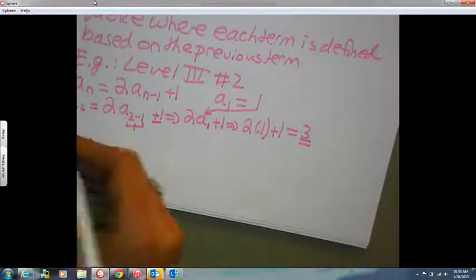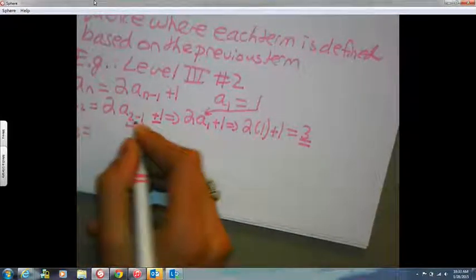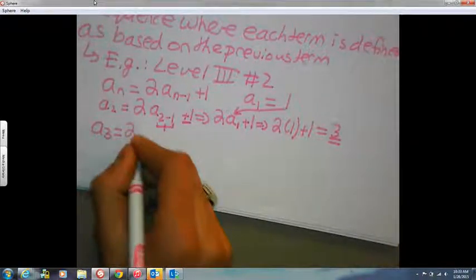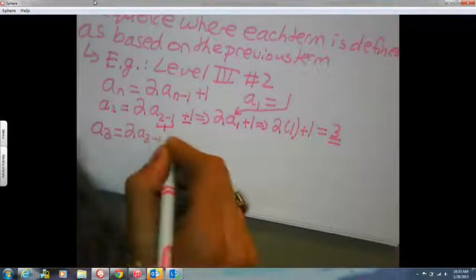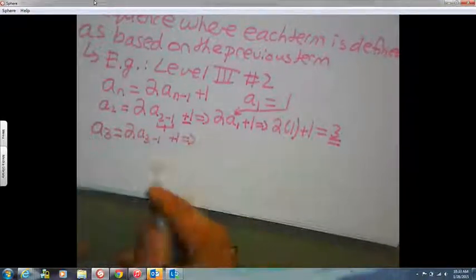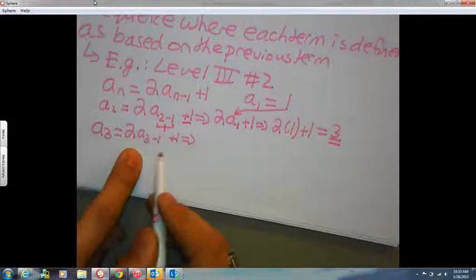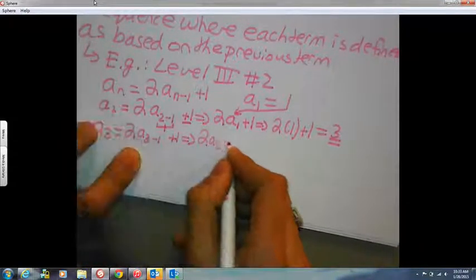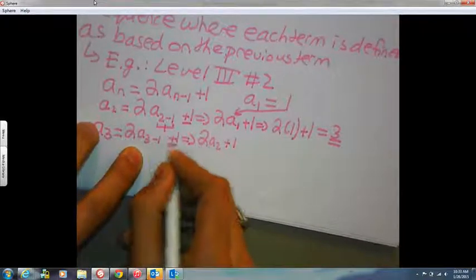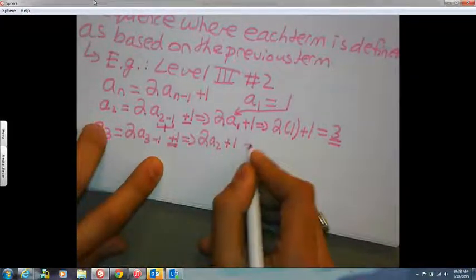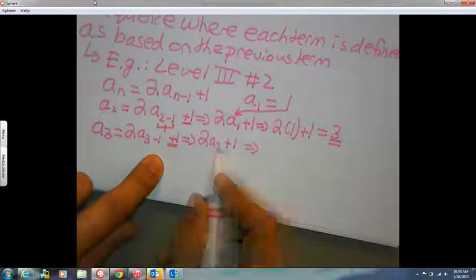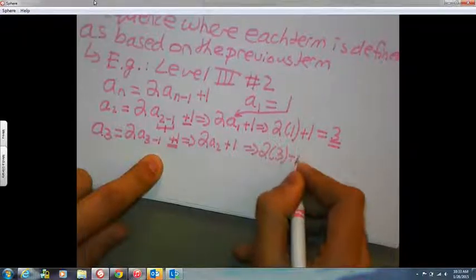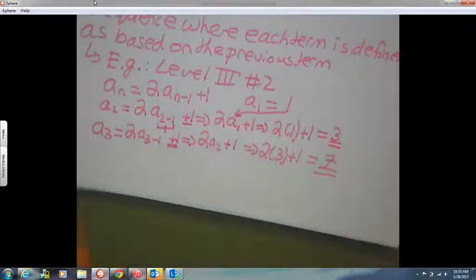So for a3, I'm just going to plug in 3 for n. So it'll be 2 times a(3 minus 1) plus 1. 3 minus 1 downstairs in the subscript becomes a2. Plus 1 is still hanging around outside. a2 is 3. We already got that. So 2 times 3 plus 1 equals 7.